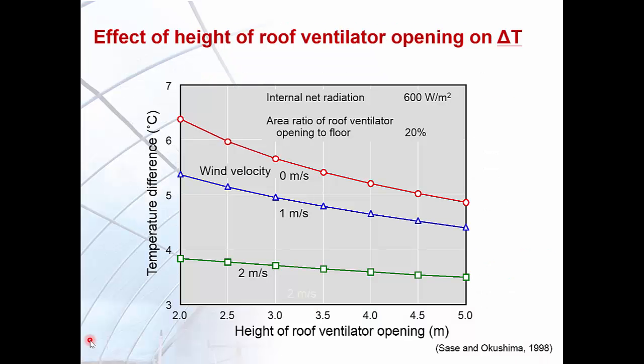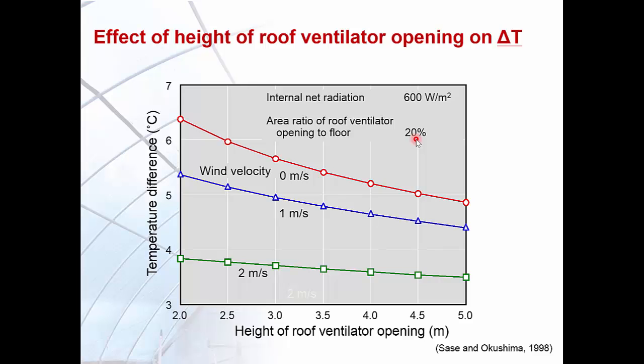Here is an example demonstrating the effect of the height of the roof ventilator opening from the floor in the greenhouse on the temperature difference between the greenhouse interior and exterior. This example is from a naturally vented greenhouse without the use of side vents, and the analysis uses the heat balance equation for natural ventilation under a steady state condition. The analysis here assumes an internal net radiation of 600 watts per meter squared, and a roof ventilator to floor opening area ratio of about 20%.